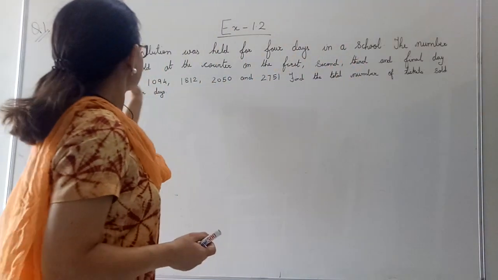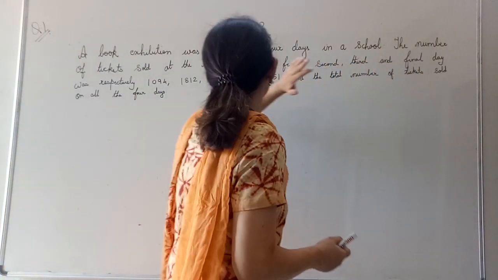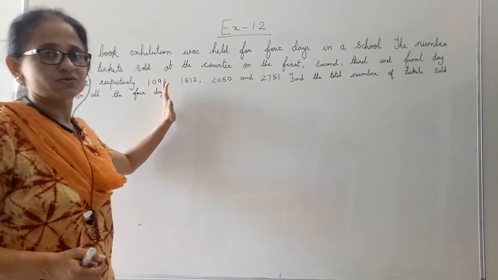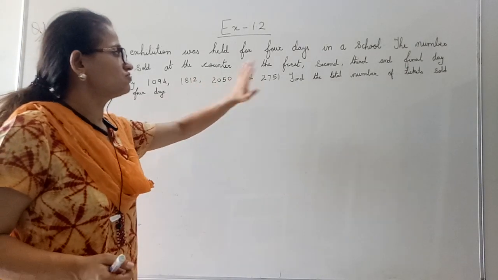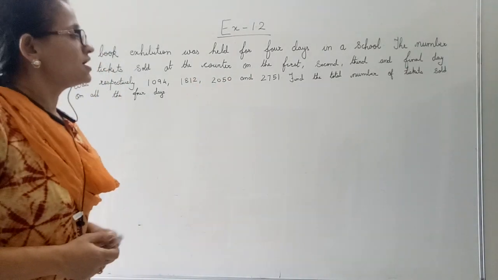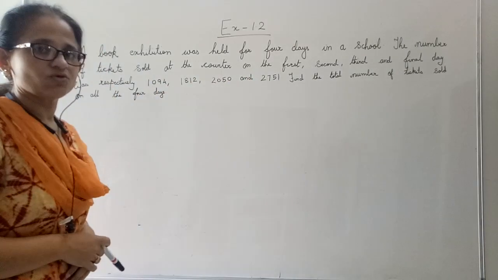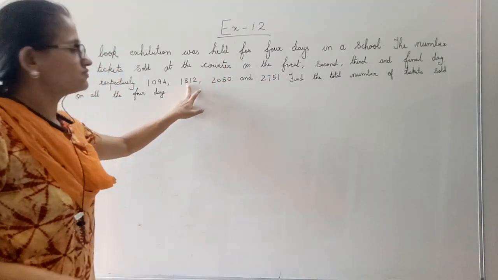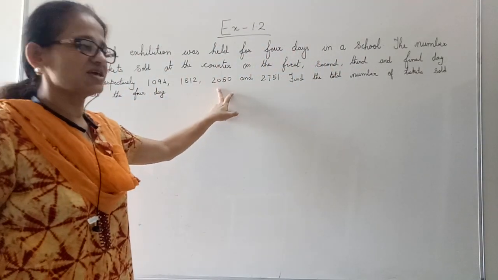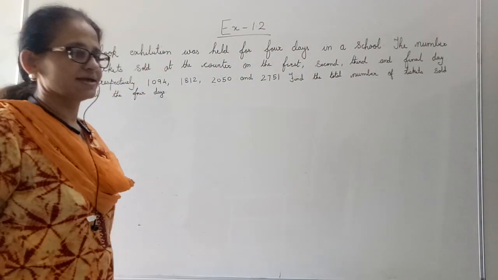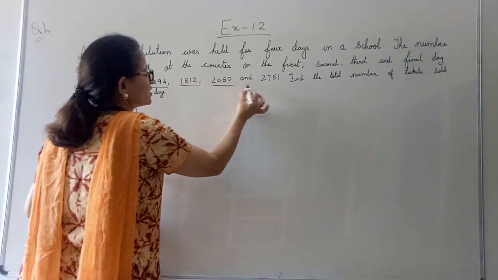The number of tickets sold at the counter on the 1st, 2nd, 3rd and final day was respectively 1094, 1812, 2050 and 2751. Means the tickets sold at the counter on the 1st day was 1094, on the 2nd day was 1812, on the 3rd day was 2050 and on the 4th day, that is the final day, 2751. So we must underline the figures given to us.